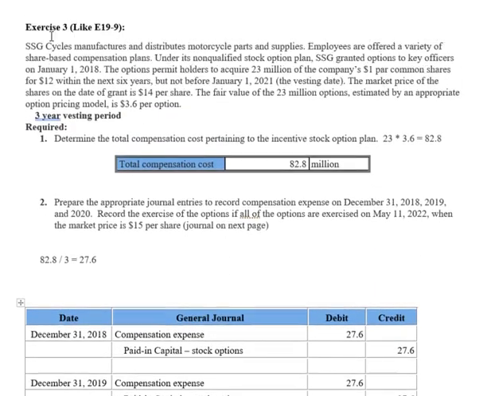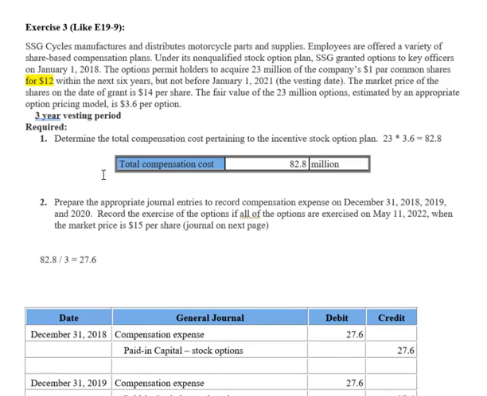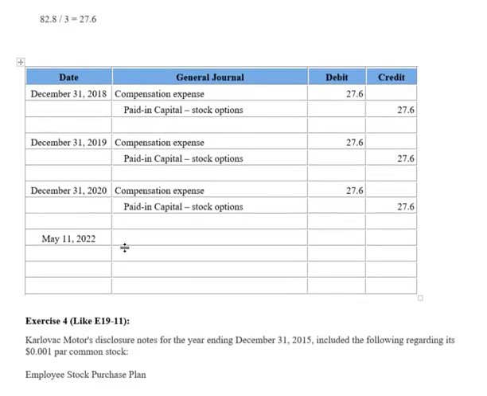So when they exercise them, they have the right to exercise them at $12. Okay? So they're going to go in, and those 23 million shares, they're going to buy for $12 per share. So they're going to hit cash, and we're going to take 23 million times our $12. Okay, so multiply that out for us. When you multiply that out, hopefully you get 276.